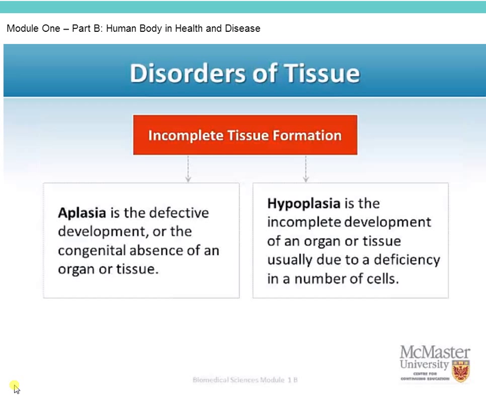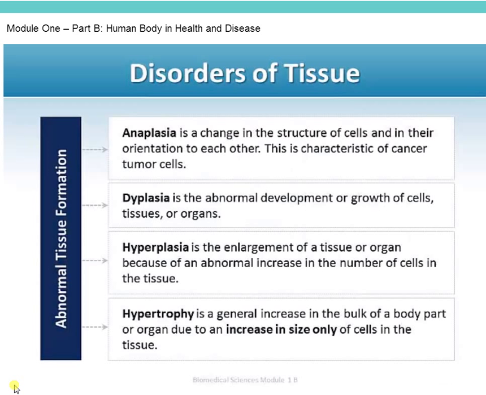Disorders of tissue include incomplete tissue formation, such as aplasia or hypoplasia. Anaplasia is a change in the structure of cells in their orientation to each other. This is characteristic of cancer tumor cells. Dysplasia is the abnormal development or growth of cells, tissues, or organs. Hyperplasia is the enlargement of a tissue or organ because of an abnormal increase in the number of cells. And hypertrophy is a general increase in the bulk of a body part or organ due to an increase in size only of the cells in the tissue.